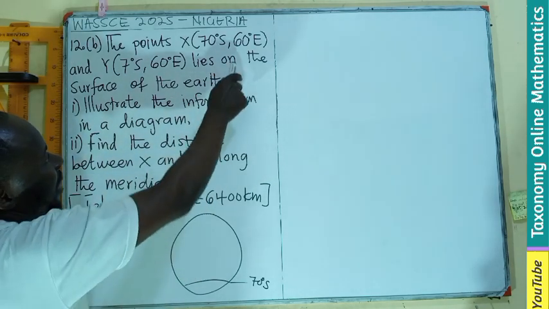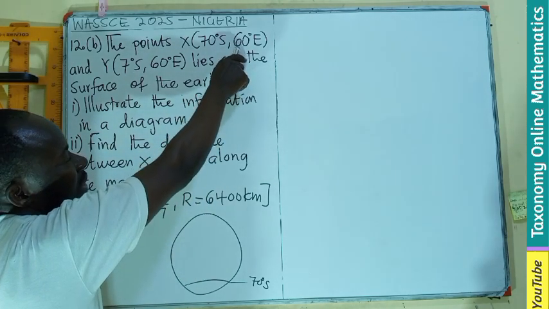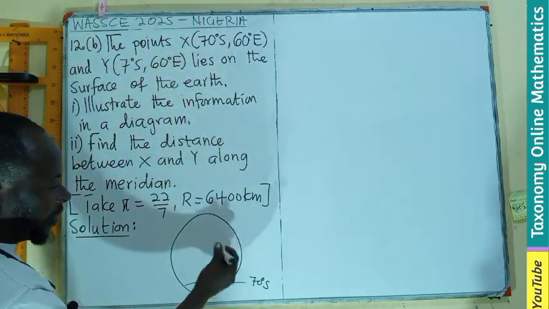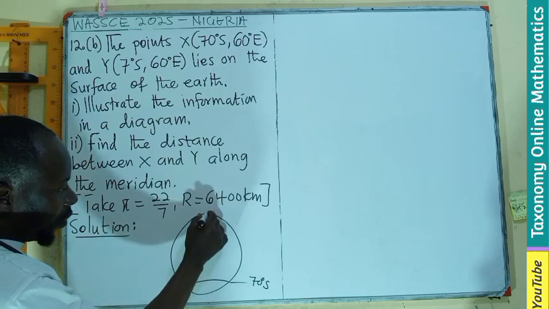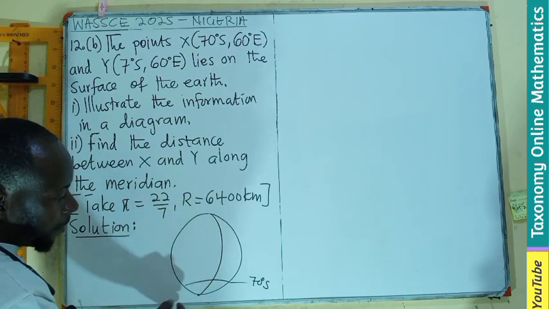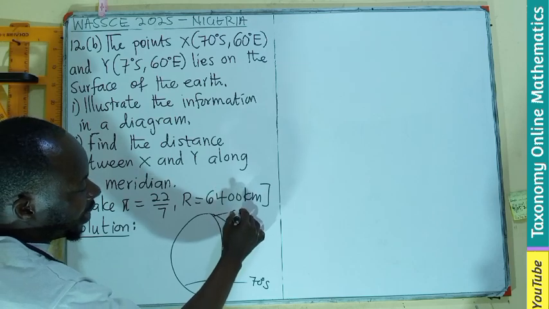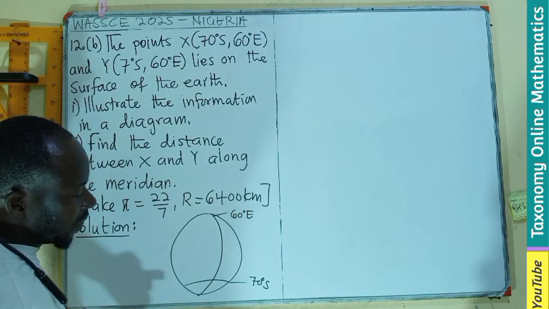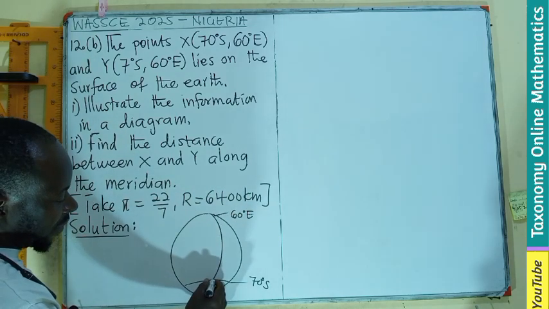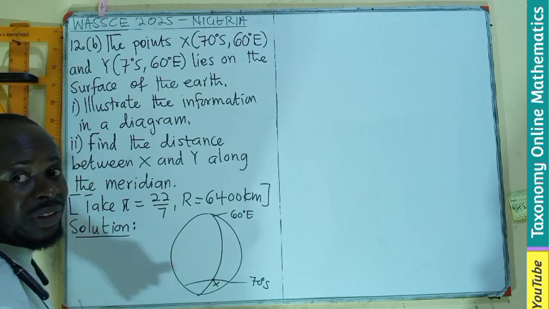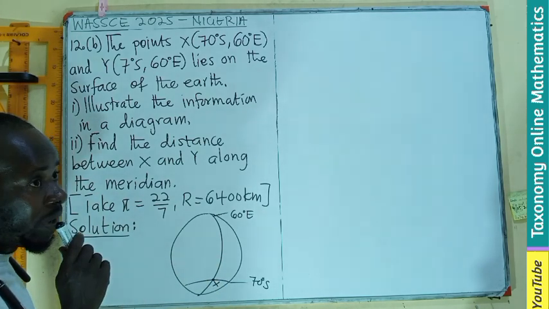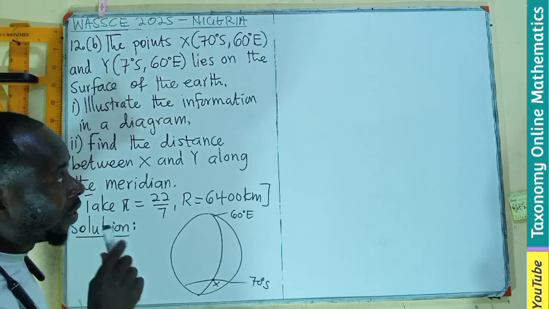Then we are having an angle of 60 degrees also to the east. And we know the east will go this way. Good. So this is going to be the 60 degrees east longitude. So the point is going to be here as point X. That is where the point X will be, the intersection of the latitude and the longitude.